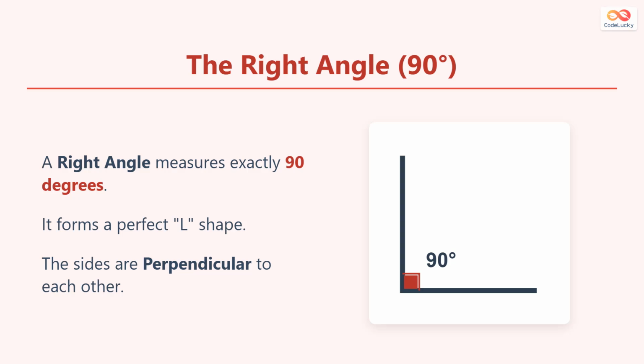To understand a right triangle, we first need to understand the right angle. A right angle measures exactly 90 degrees. It looks like the corner of a square or a capital letter L. When 2 lines meet at a right angle, we say they are perpendicular.